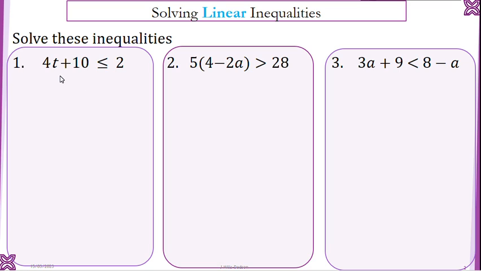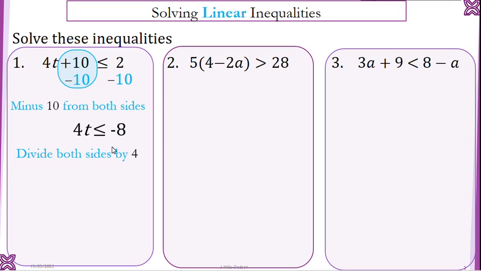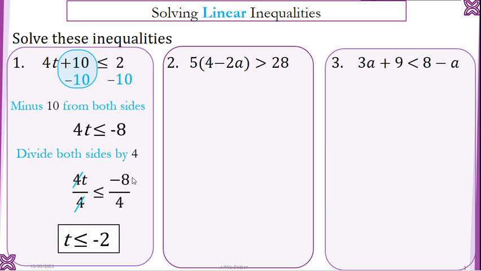The first one, to solve for the value of t, we start by subtracting 10 from both sides. So when that happens, 10 minus 10 is 0, so you have only 4t on the left hand side. It's less than or equal to negative 8. Then we divide both sides by 4, and therefore we can now cross out these 4's, and we end up having t less than or equal to negative 2, because negative 8 divided by 4 is negative 2. You can put it back into the inequality to double check, and you realize that any number less than negative 2 or equal to negative 2 will satisfy this inequality.